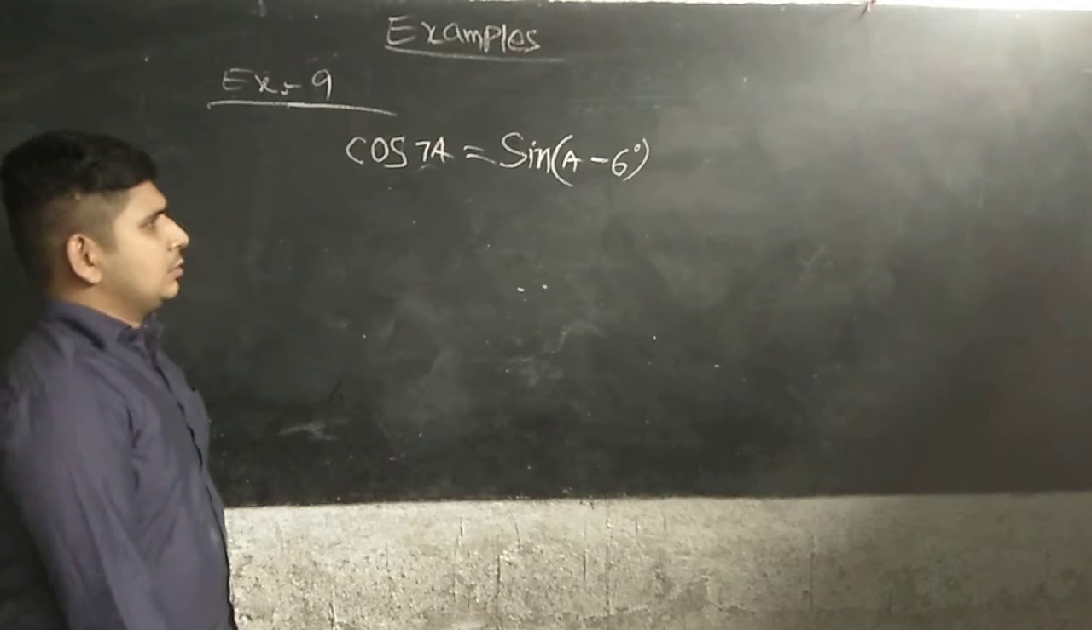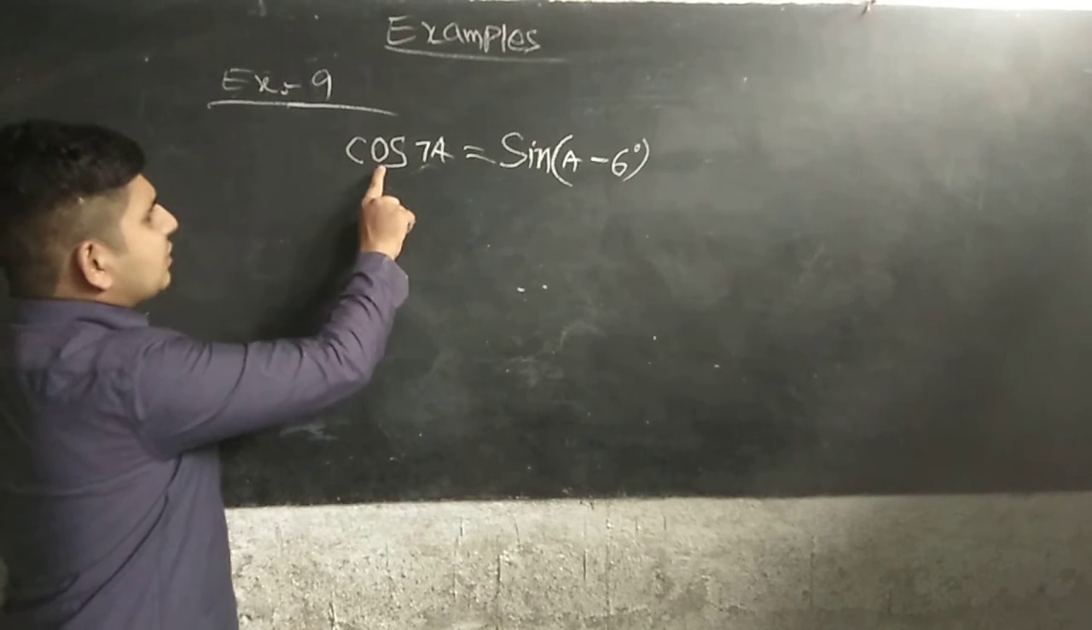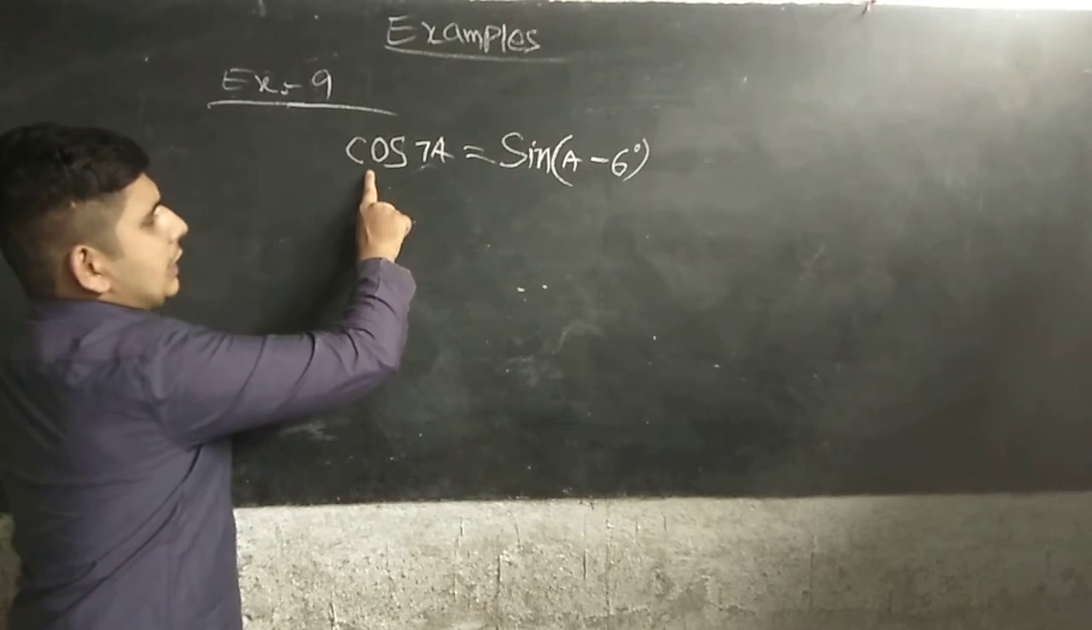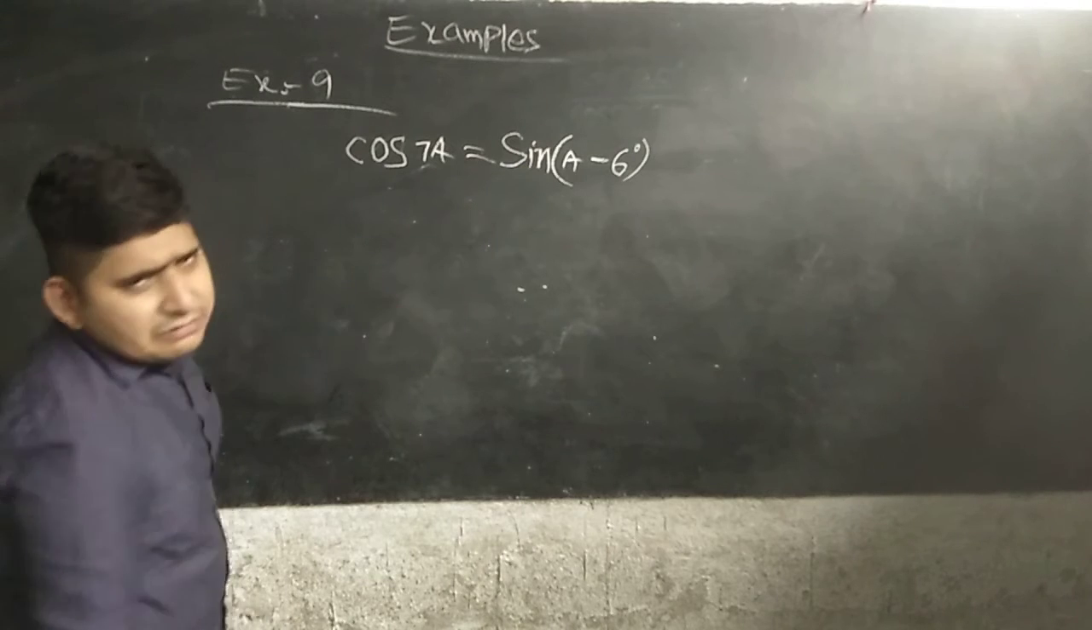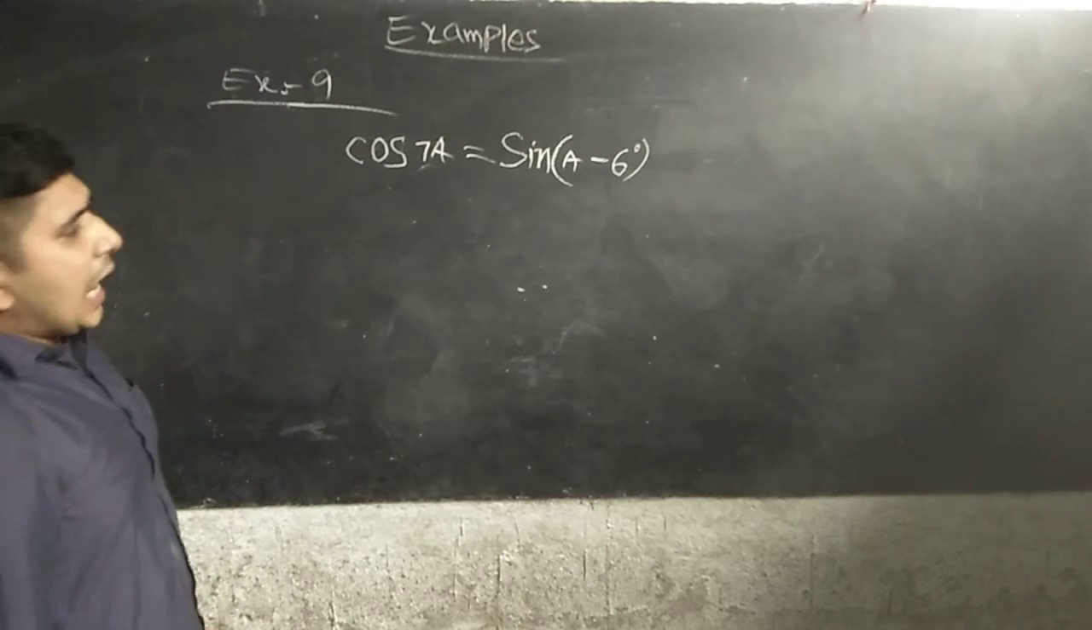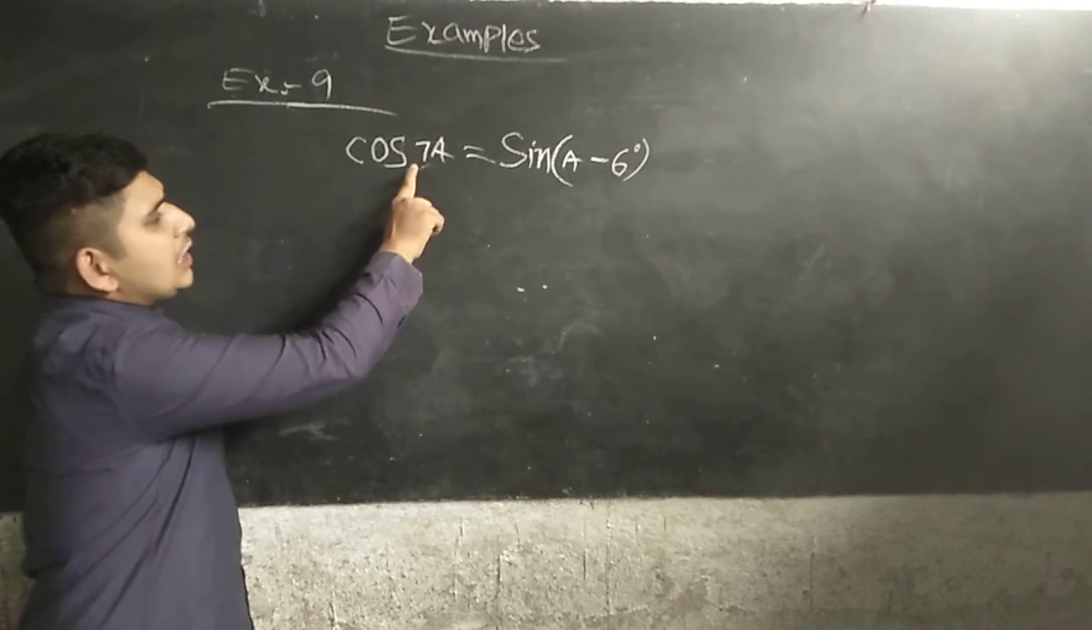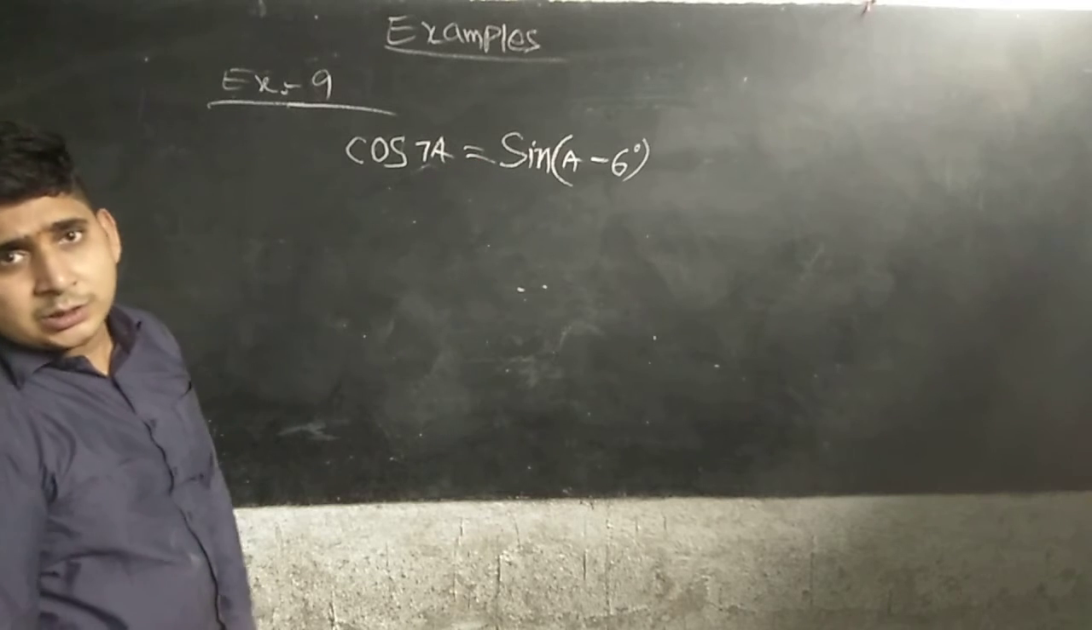Now here, cos and sin are different trigonometric ratios, and they said these two are equal.